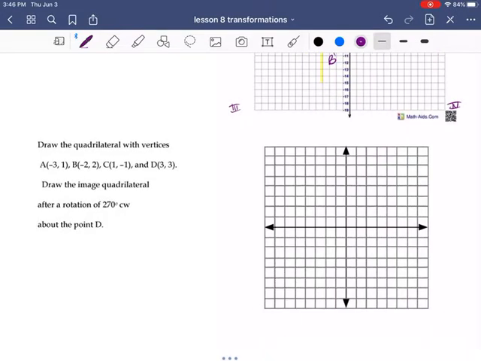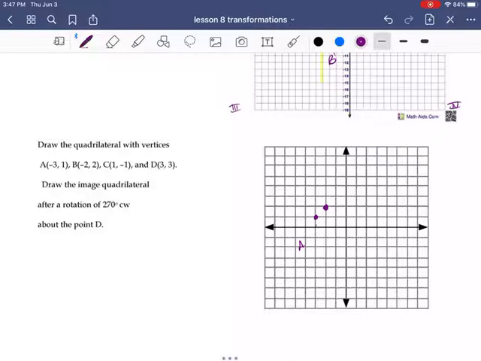So the next one, let's draw this quadrilateral with vertices A, 3, -1. So there's A. B is -2, -2, 2. Oh yeah, there we go. There's B. And, oops, I got point A wrong, on the wrong side. Point A is 3, 1. There we go. And -2, 2.